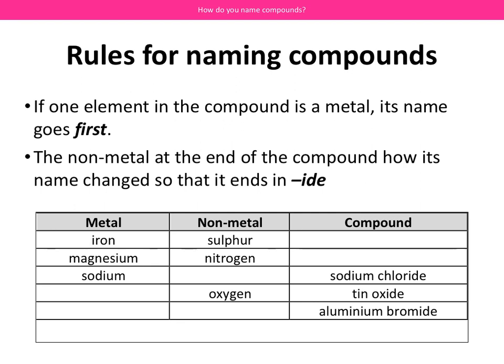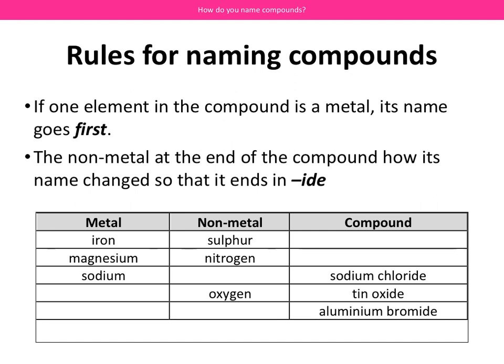If you have a metal and a non-metal, then the metal will always be the first part of the compound's name, and then the non-metal will have its ending changed to "ide." Right. So if you see a compound with "ide" at the end of its name, then you know that the elements present in that compound are the metal at the beginning of the name, and then you've just got to change the substance that's got "ide" at the end into its normal elemental name.